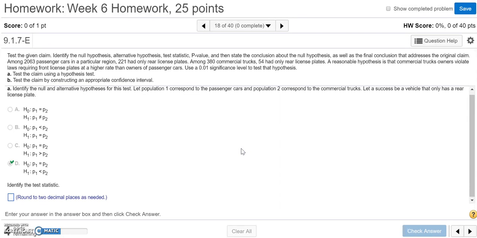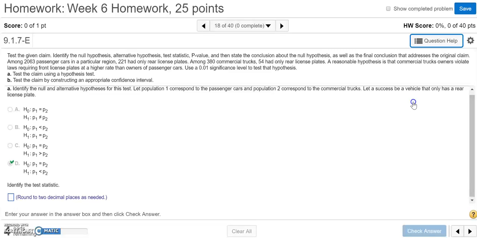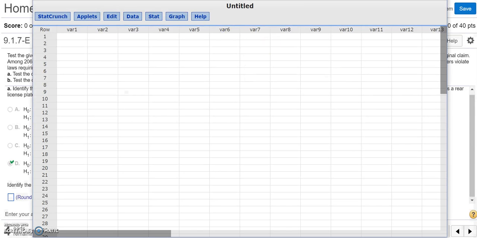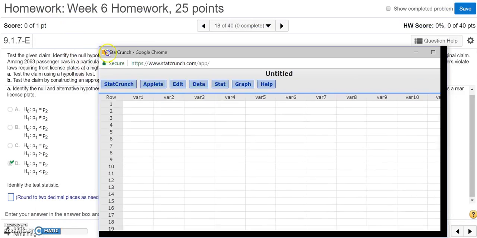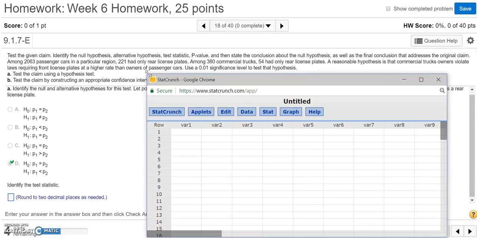Moving on, now we're going to identify the test statistic. For this, we're going to use technology, specifically StatCrunch. So I'm going to go up here to Question Help, and choose StatCrunch to open the program. Now I'm going to make this window as small as possible so we can use it but also see the problem. Hopefully everyone can see this.